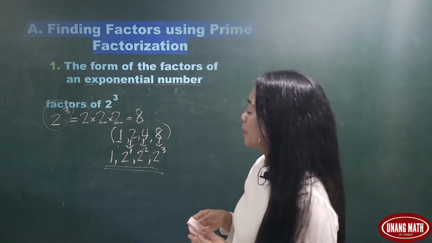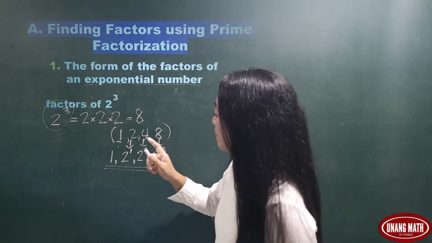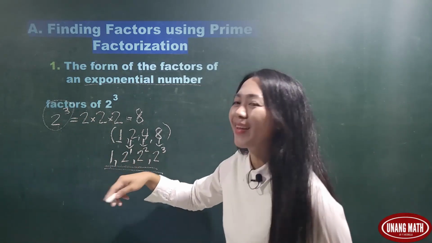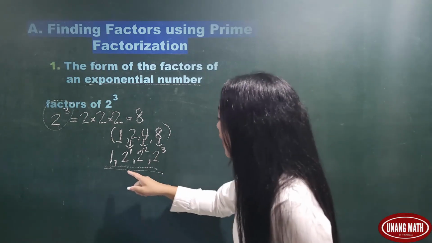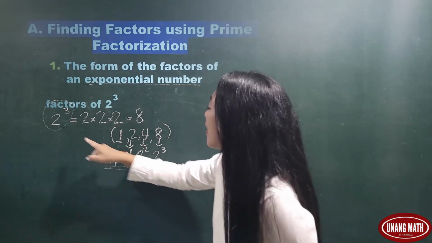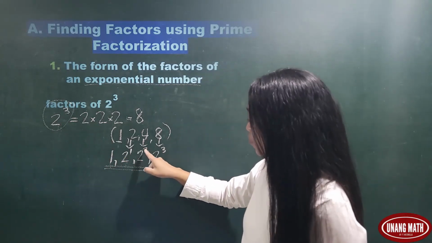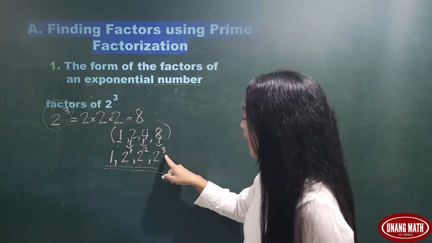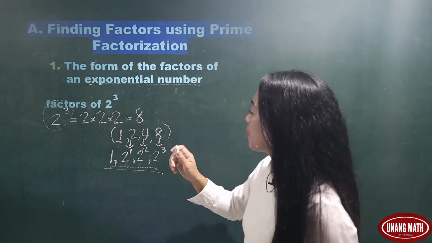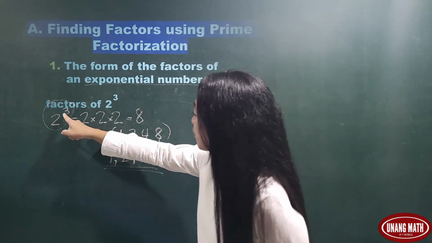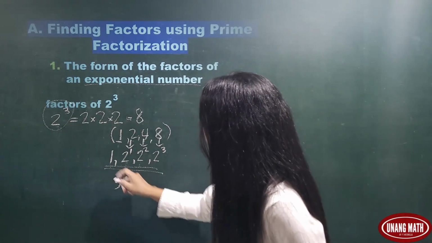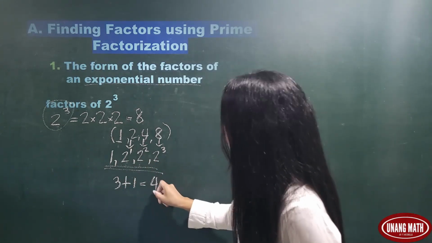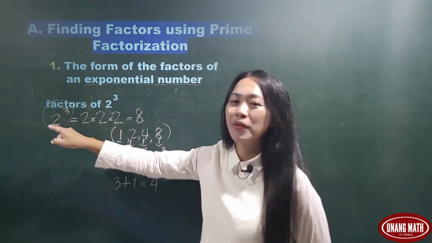So how do we find the factors of an exponential number? Take this exponential number, 2 raised to the power of 3. Always start with 1, because 1 is always a factor of a number. Next, we have 2 raised to the power of 1, or 2, the base. Next is 2 squared, until we arrive at the same number, 2 raised to the power of 3. And to know how many factors an exponential number has, all we have to do is take the exponent, which is 3, plus 1, because 1 is always a factor of a number. So 3 plus 1 equals 4. So there are 4 factors of this exponential number.